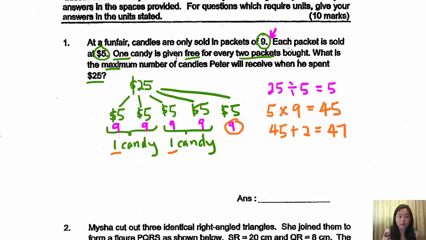If you want to practice more questions of this type, notice that the concept here is maximum number and also packets of 9. So all these are questions that test you on the concept of sets and also the concept of maximum and minimum. Finally, it also tests you on the concept of how you handle it when you buy things and they give you free items. Let's move on to the next question.